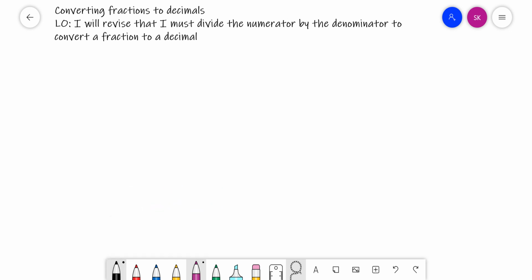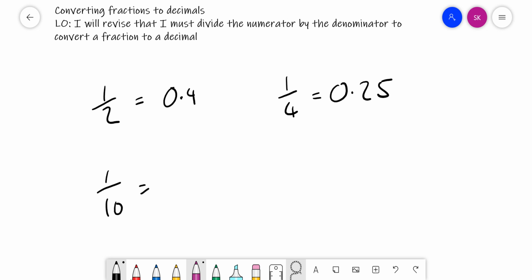So, there'll be certain fractions that you should know what they are as a decimal. A half, for example, I would hope that you know is 0.5. A quarter, for example, I would hope you know is 0.25. A tenth, 0.1. A fifth, 0.2.